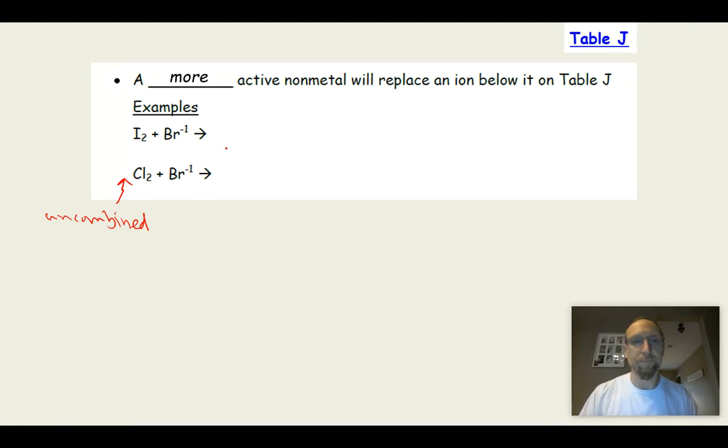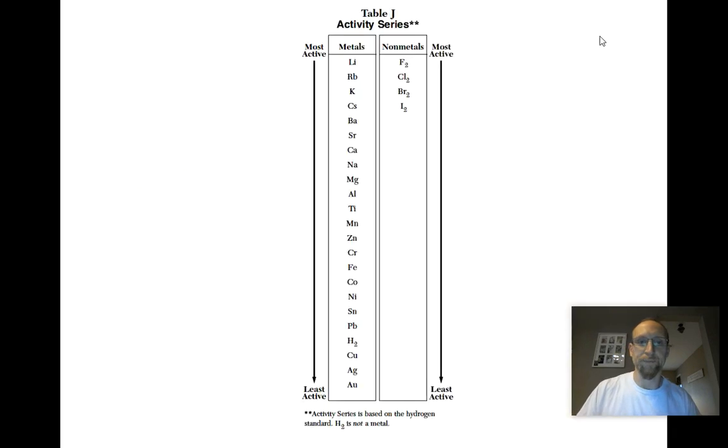So now, same rules. Is iodine higher than bromine? If so, you'll get a reaction. If not, no reaction. So again, we go to table J. Iodine is not higher than bromine, so no reaction.